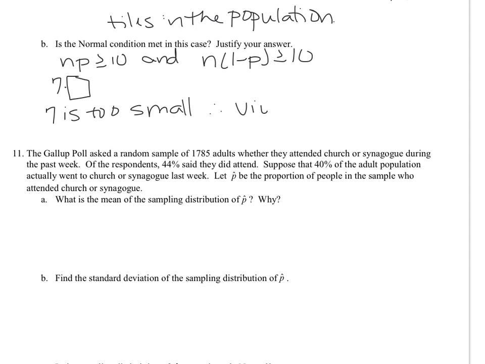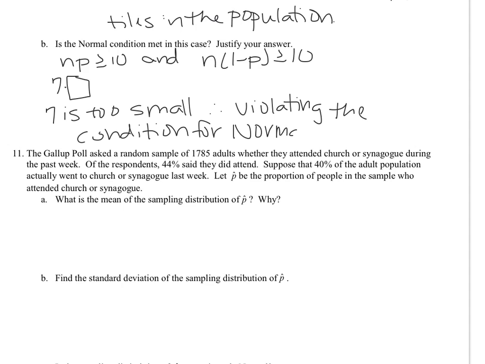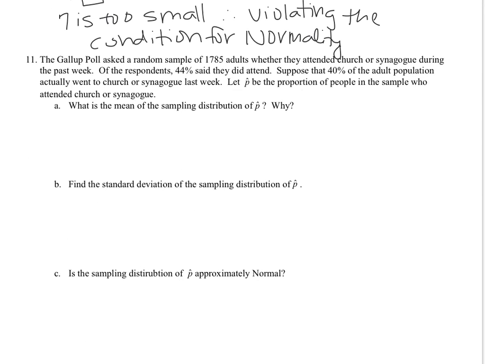Therefore, violating the condition for normality. So most times you'll plug it in, but because 7 is not even 10, it doesn't matter. You're going to only take a portion of that 7, understanding what P stands for. So you're never going to get more than 7. The highest that you can ever get is 7. Hopefully that makes sense. All right, so now the Gallup poll.